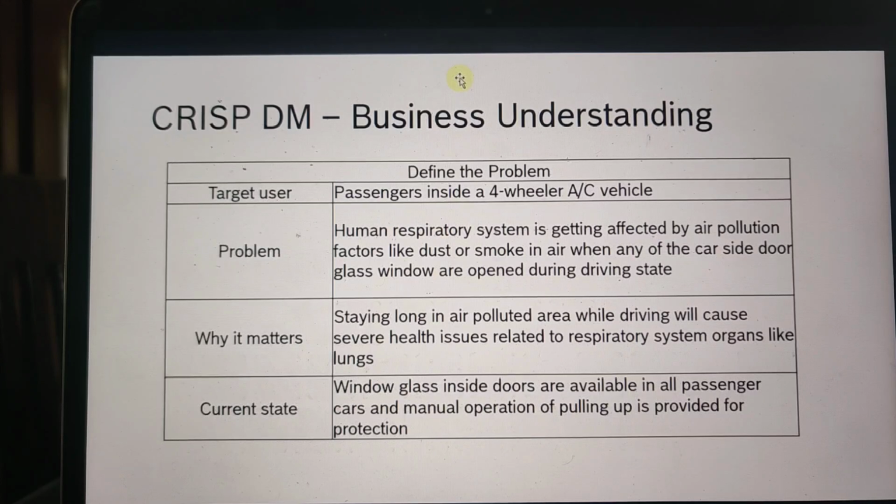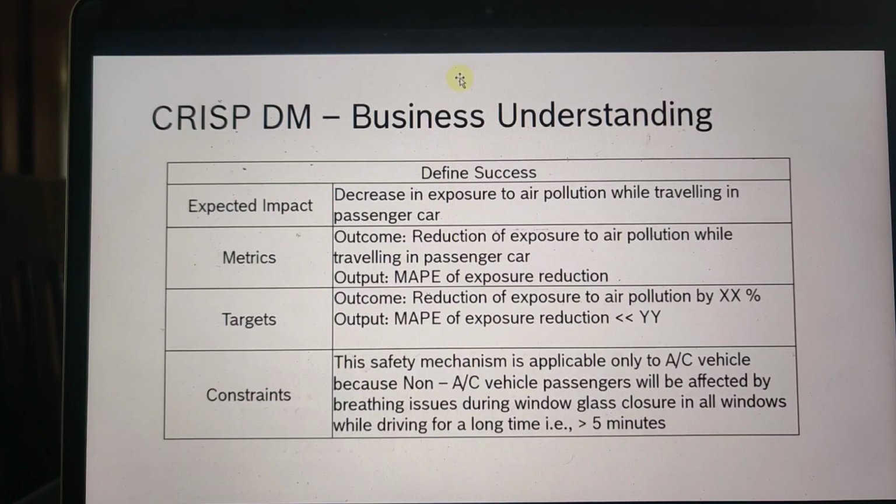The solution is, for all the window glass, we now have a manual operation of pulling up the glass provided as a protection. This is the current state. So the next step in the CRISP-DM is, again, under the business understanding, we have a factor called defining the success.